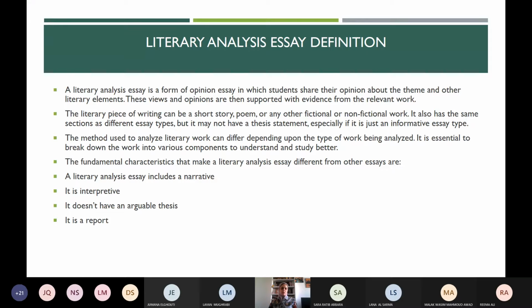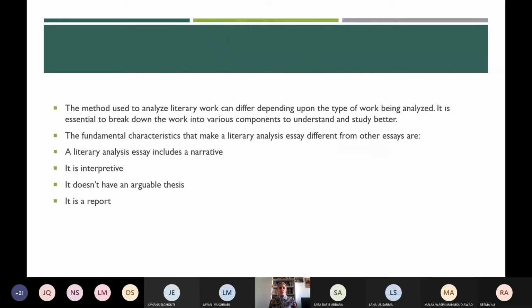The fundamental characteristics that make a literary analysis essay different from other essays are: a literary analysis essay includes a narrative. It is interpretive. It doesn't have an arguable thesis. What is the most important part? It is not an arguable thesis. You do not write an argumentative essay, so you do not have to mention the opposing opinion. This is your own opinion. You are free to write it and you do not have to defend others' opinions. Okay? Thank you, Jumana.